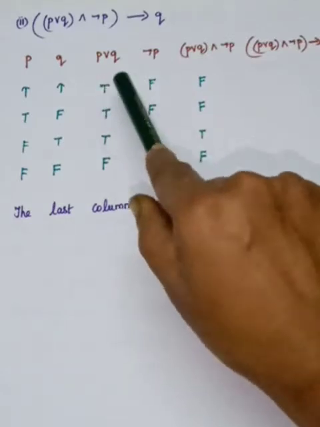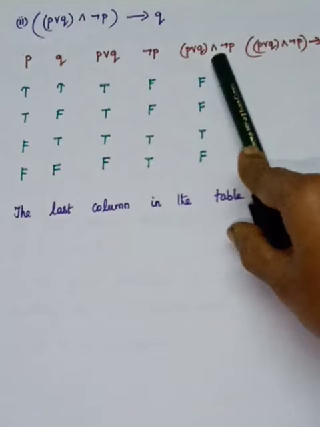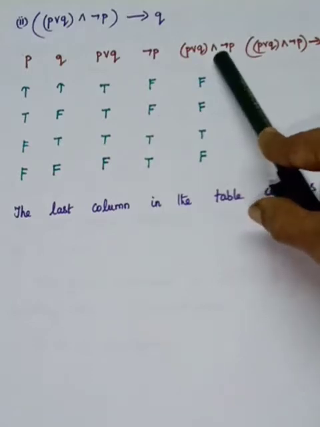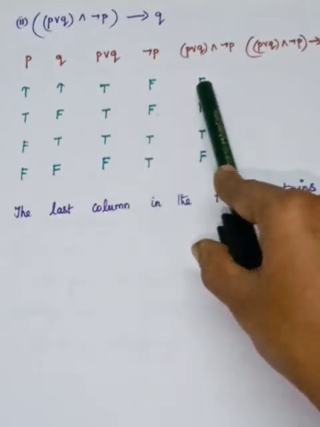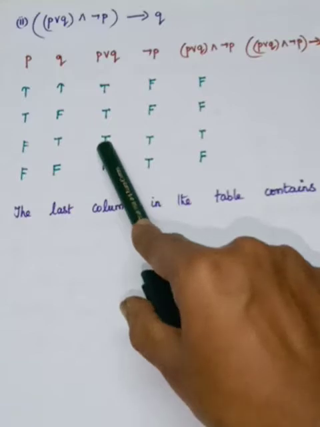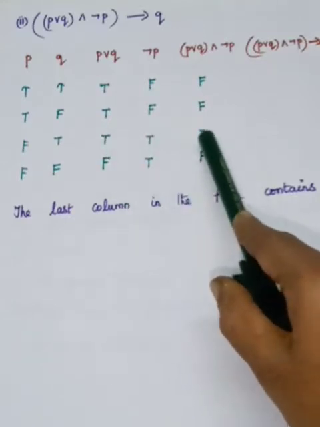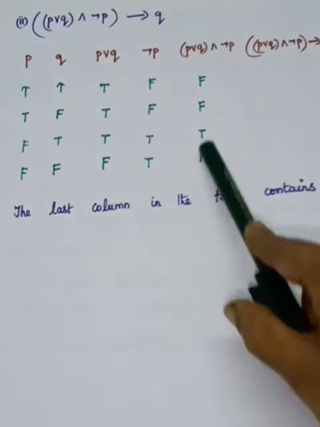So for the third and the fourth column you have to use which one? And. And symbol means both are true, only then it is true. So see here one is true, so it is false. Here also only one true, so it is false. You see here third and the fourth column both are true, so it is true. Here only one is true, so it is false. So we have filled this.